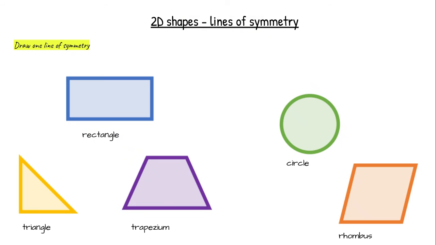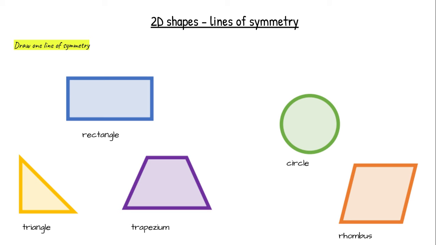So today we are looking at lines of symmetry. Just as a little recap, a line of symmetry is created when a shape can be folded perfectly into half. What you have to do for this activity is look at some 2D shapes and decide where you can draw a line of symmetry.